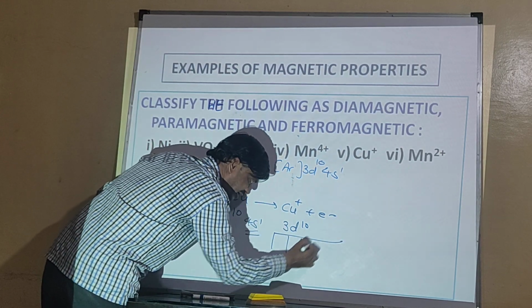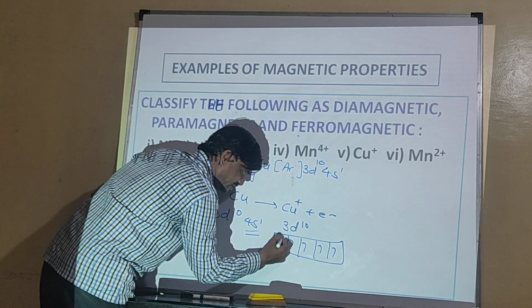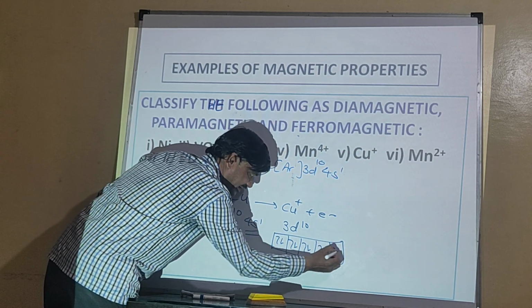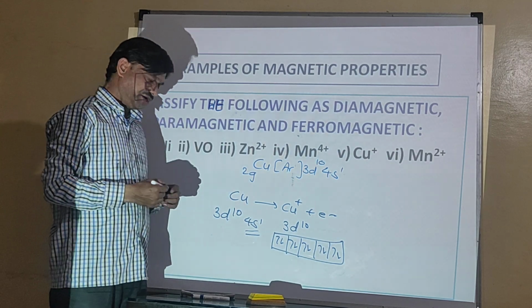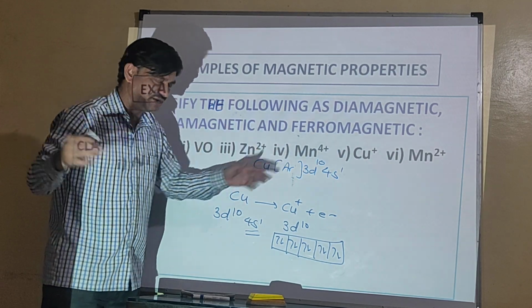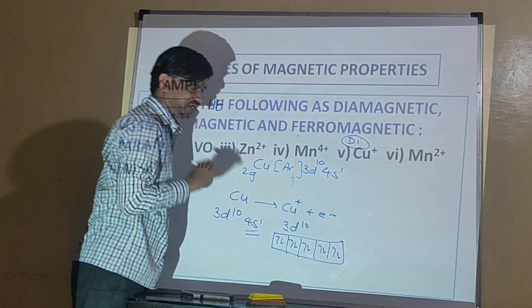So how to distribute 10 electrons in the 3d orbital? First of all, they are singly filled: 6, 7, 8, 9 and 10. So there is no presence of unpaired electrons. It is weakly repelled in a magnetic field, so again it is found to be diamagnetic in nature.